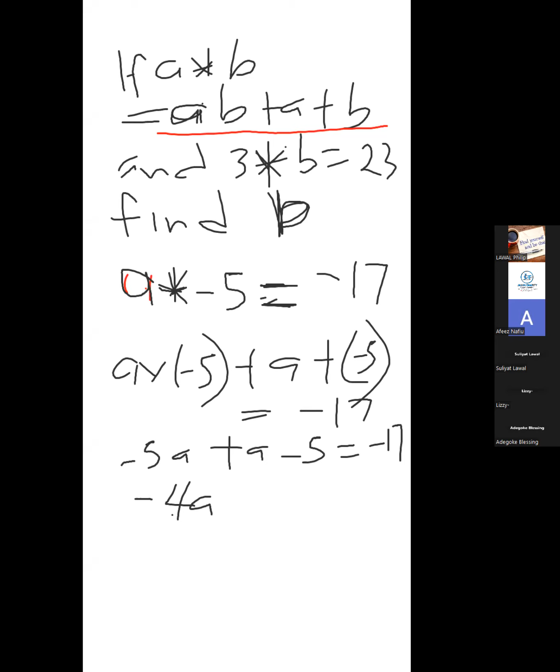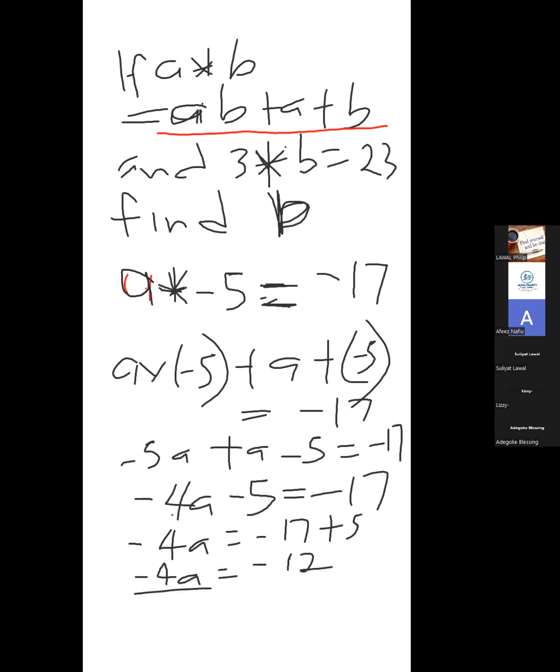So we've processed minus 5a plus a, then minus 5 is equal to minus 17. All we need to do is transfer this minus 5 to the other side. So minus 4a will now be equal to minus 17 plus 5. This minus 5, once it crosses to the other side, becomes plus. Like we did on the other side for a, minus 17 plus 5 will give you minus 12. So minus 4a is equal to minus 12. You just divide both sides by minus 4.